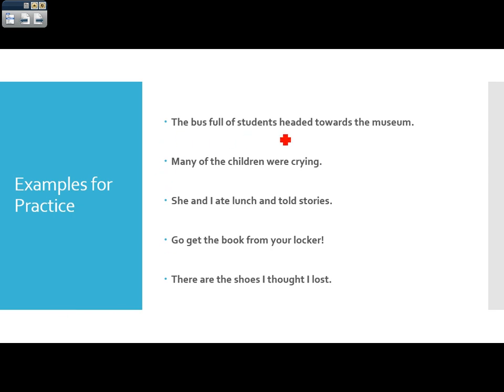The bus full of students headed towards the museum. Okay, what is the sentence about? Who or what is doing something? The simple subject. Bus. Okay, remember that students cannot be your subject because it's part of a prepositional phrase. Yes, the students are on the bus that headed towards the museum, but the actual subject of the sentence, who or what is doing something, is the bus. So that's your simple subject. Okay, what did the bus do? Headed. Okay, so that's your simple predicate. Simple subject and simple predicate.